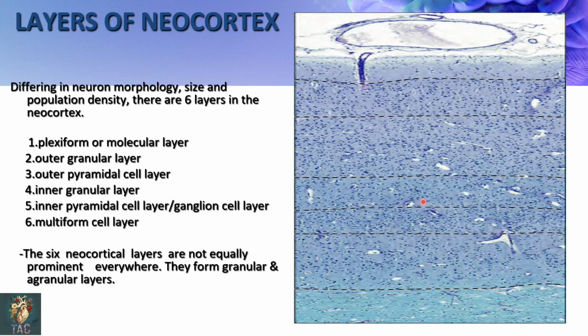Fourth layer is inner granular layer. Fifth layer is inner pyramidal cells layer, and then the multiform layer, and next is the white matter. So these six neocortical layers are not equally prominent everywhere. They form granular and agranular layers at other sites. So this is again a beautiful diagram with the hematoxylin and eosin stain section.